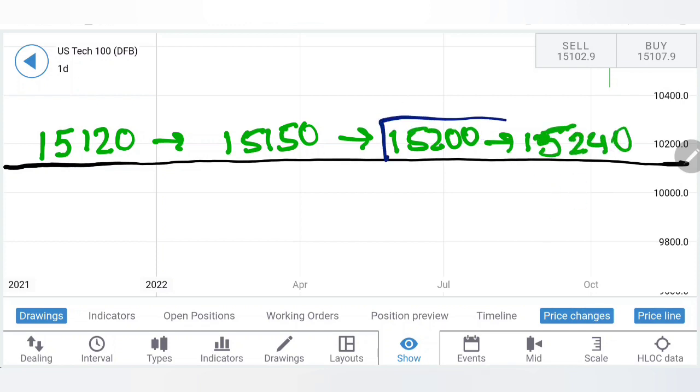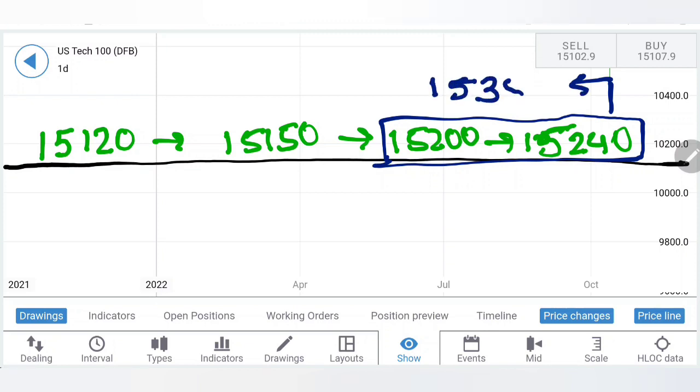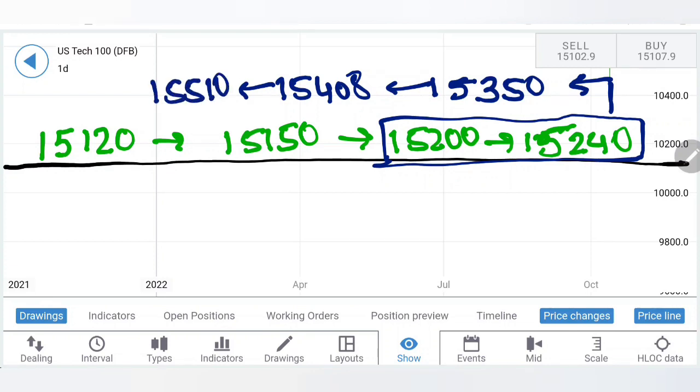These are the levels where you will find maximum resistance for Tech 100. Achieving these levels, the possibility of a reversal will be strong. Beyond 15,240, it might try to head towards 15,350 levels, 15,408 and then 15,510 levels. This is the next milestone. If and only if you see price staying beyond this zone, you can say this is a complete reversal and we are going to look forward to a rally towards 16,000 levels.